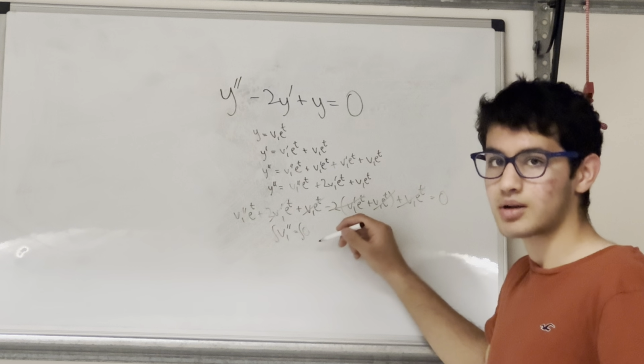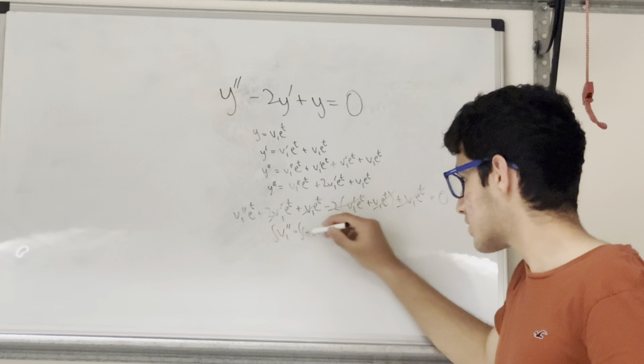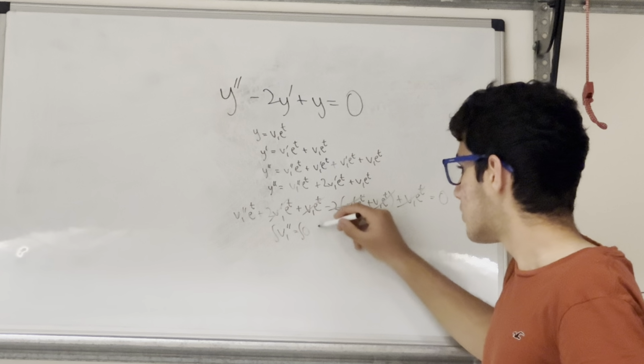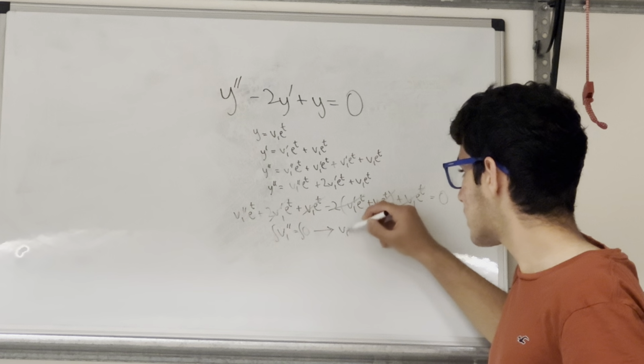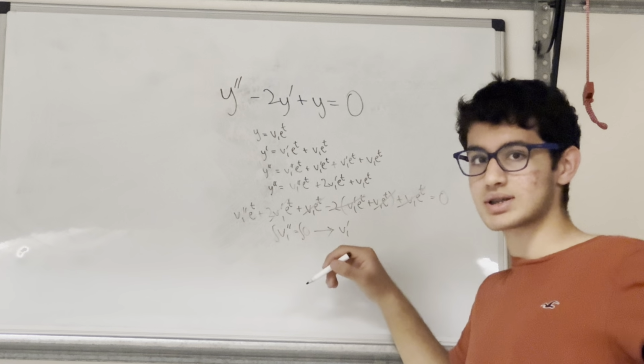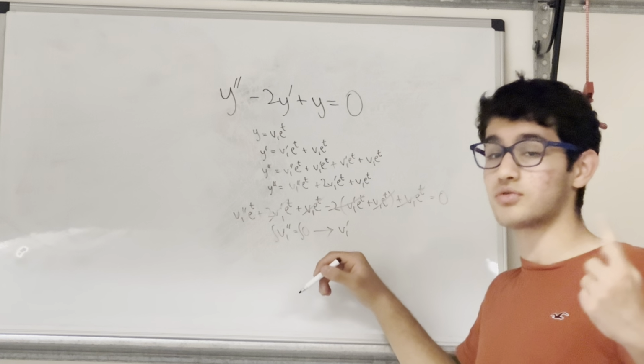dt, I'm not going to write it, but you know what I mean, right? We're integrating with respect to t. There's no space over there. Once we do this, what do we get? We get v1 prime, right? When you integrate a second derivative, you go down to being a first derivative.